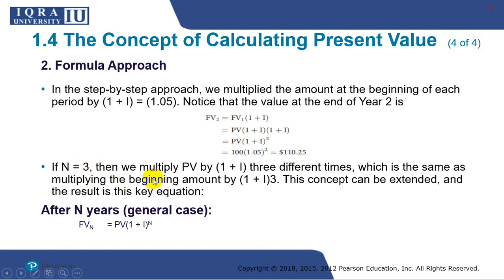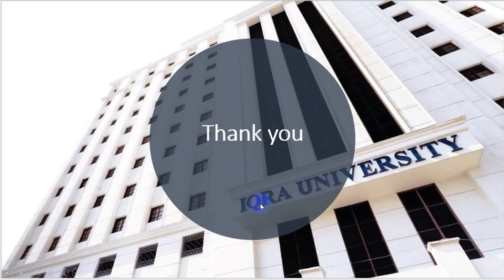So if n is 3, then you will simply multiply not by 1 plus I to the power 2, but rather by 1 plus I to the power 3. This is the interest factor with compounding. After n years, the general case is that the future value at the end of n years will be the present value times the interest factor 1 plus I, to the power of the number of years. So simply you will do it like this. This is the direct formula approach. You can use that. Okay, thank you.